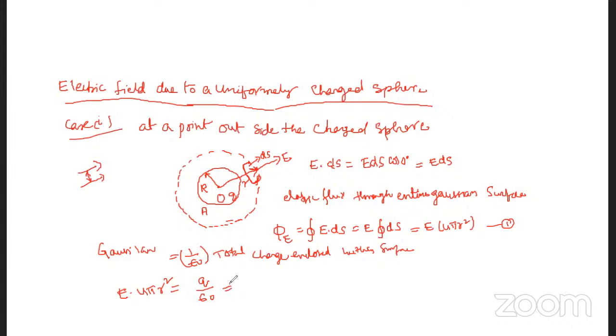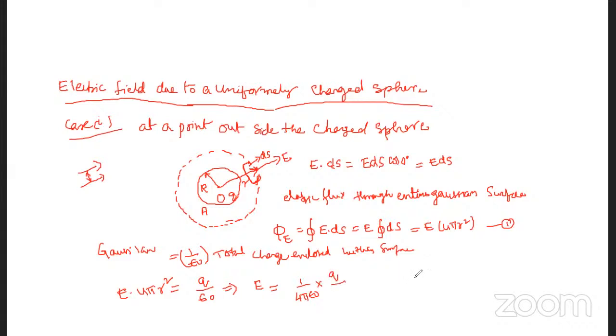From this, we can get E, the electric field at the point P which is located outside, equal to 1 by 4 pi epsilon naught into Q by r square. The units for this are Newton per coulomb.